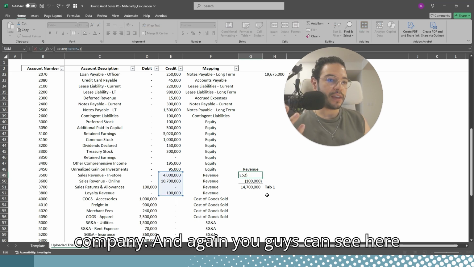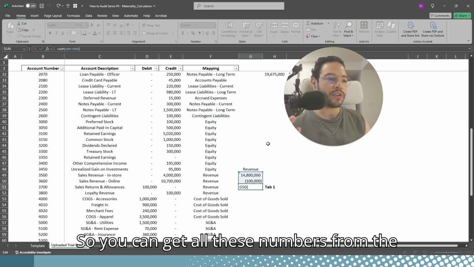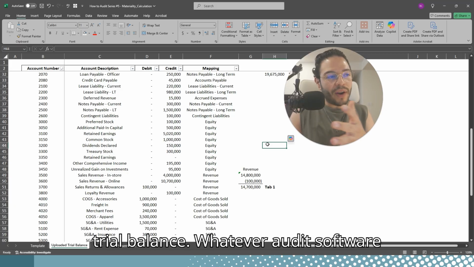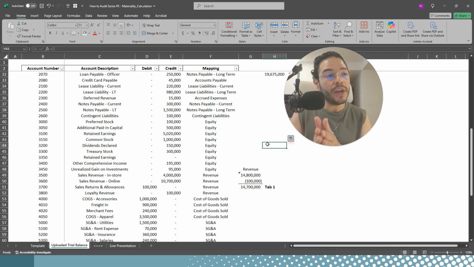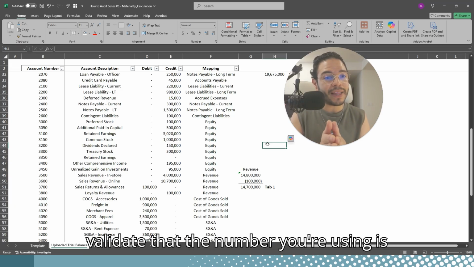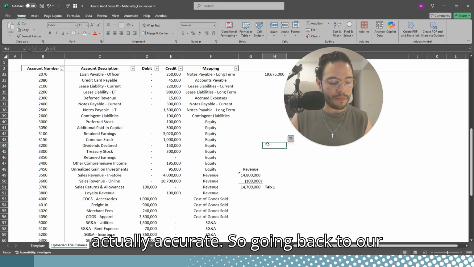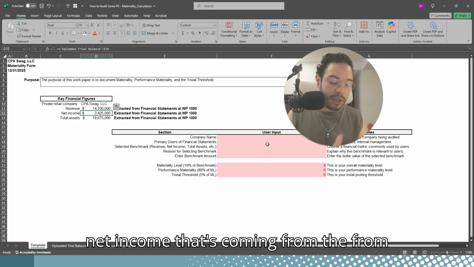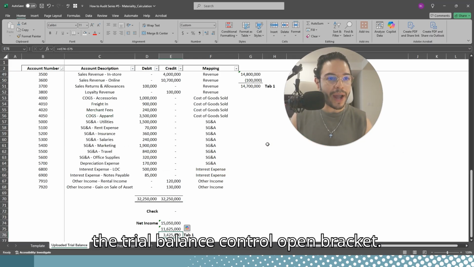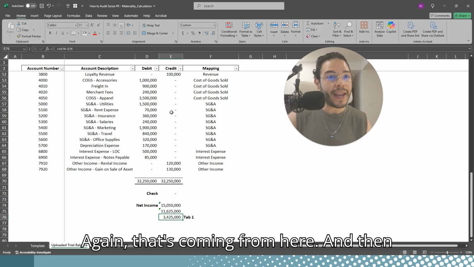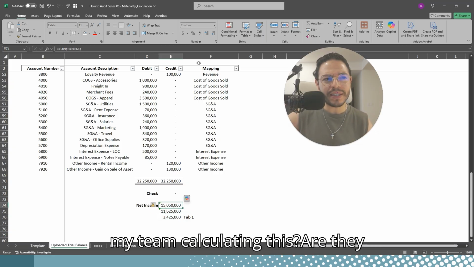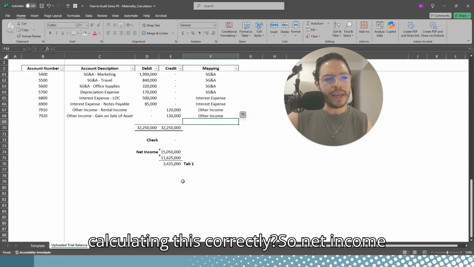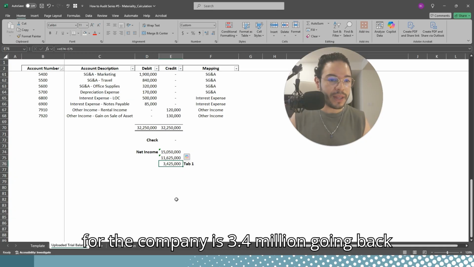And again, you guys can see here, it's just coming from the trial balance. So you can get all these numbers from the trial balance. Whatever audit software you're using, just be able to make sure you can back up your number. You can validate that the number you're using is actually accurate. So going back to our example, so total revenue, same thing for net income. That's coming from the trial balance, control open bracket again. That's coming from here. And then as the reviewer, you can see, okay, how's my team calculating this? Are they calculating this correctly? So net income for the company is 3.4 million. Going back here.